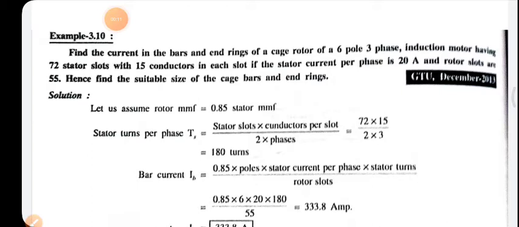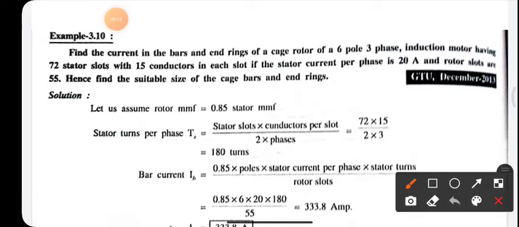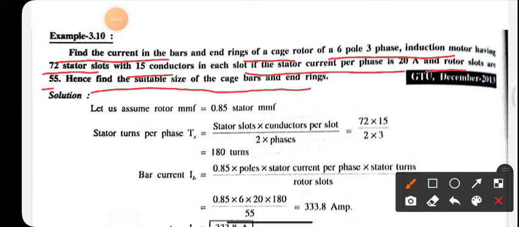The first numerical is this: we have to find the current in the bars and end rings of a cage rotor of a 6-pole 3-phase induction motor having 72 stator slots and 15 conductors in each slot. If the stator current per phase is 20 amperes and the rotor slots are 55, we have to find the suitable size of the cage bars and end rings.